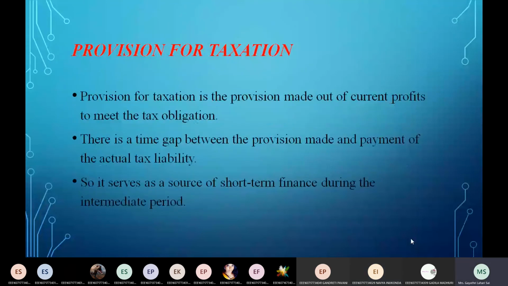Provision for taxation. It is the provision made out of the current profit to meet the tax obligation. There is a time gap between the provision made and the payment of actual tax liability, so it serves as a source of short-term finance during the intermediate period.